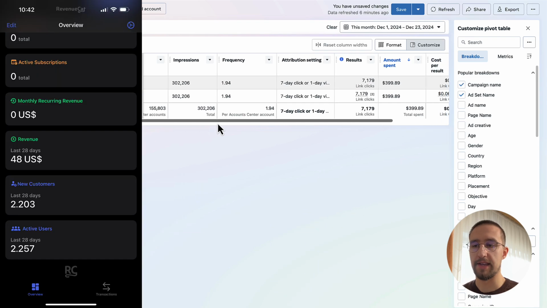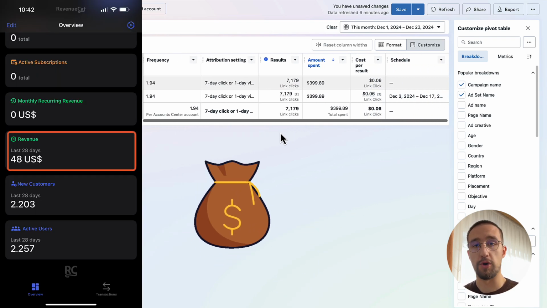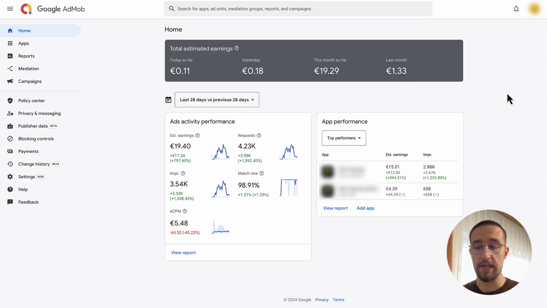This is my RevenueCat dashboard, and so far from those 2,400 users, only 4 of them made an in-app purchase, which means I have earned around $40 when we deduct taxes and other expenses. On the other hand, I have earned almost $20 from users watching ads in my application.